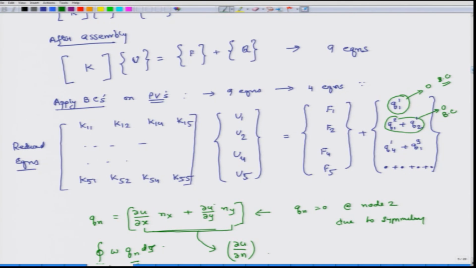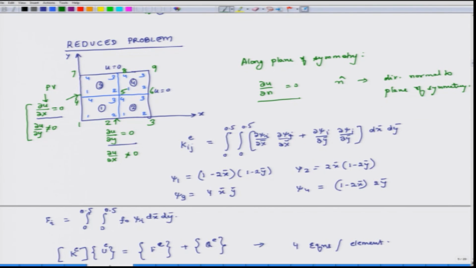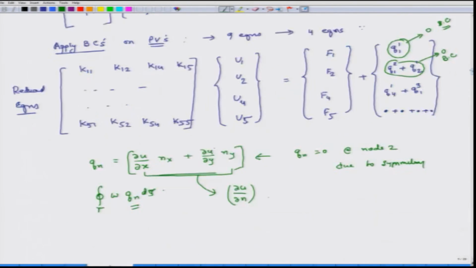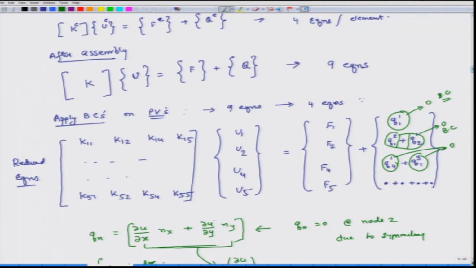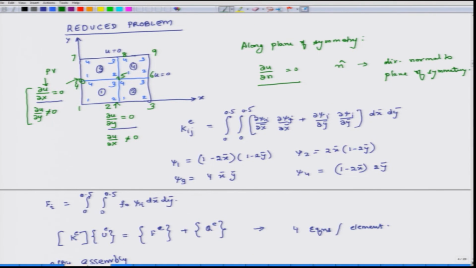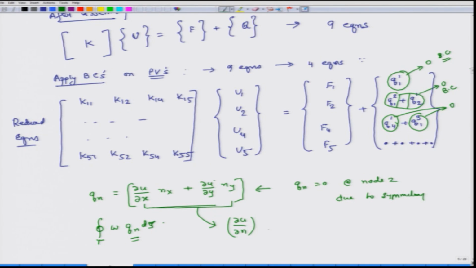What about node 4? Node 4 is this. Again at node 4, del u over del n is 0. It is not that the sum is 0, individual components are 0, this is 0 and this is 0, same thing here. Individual components themselves are 0 because of symmetry. And finally, we look at the fourth term, and the fourth term relates to this mid node.